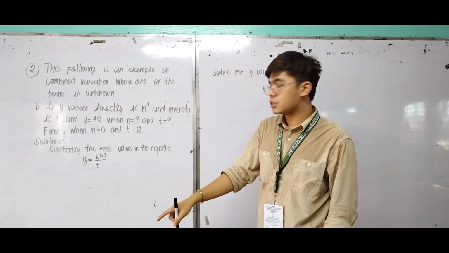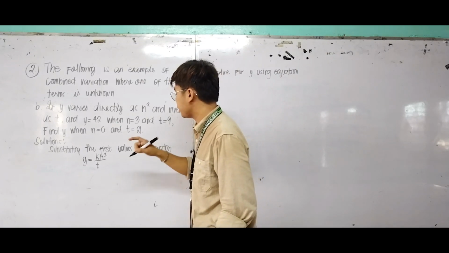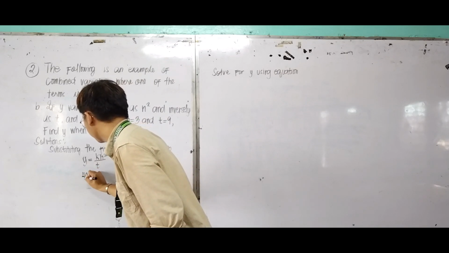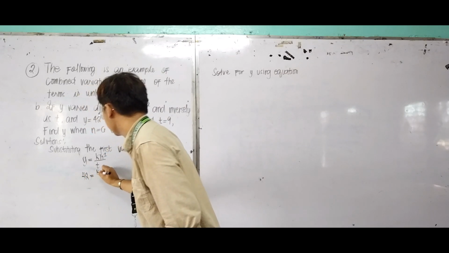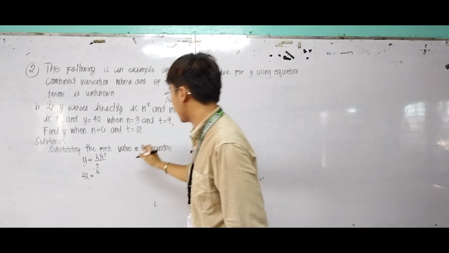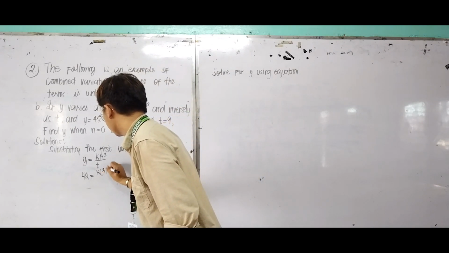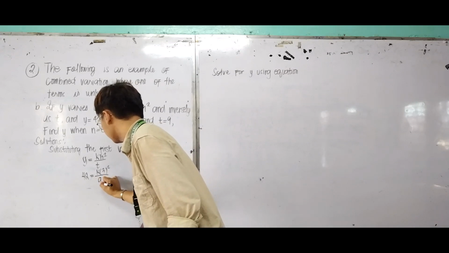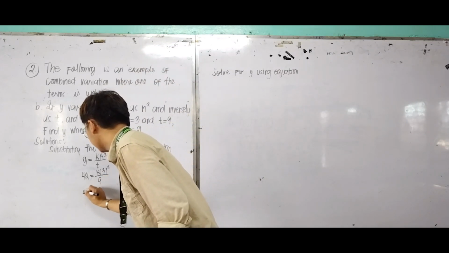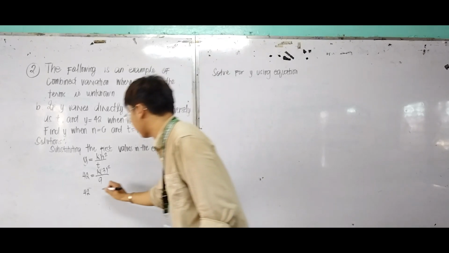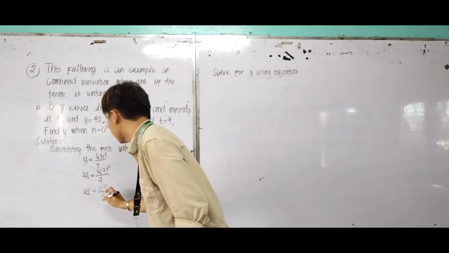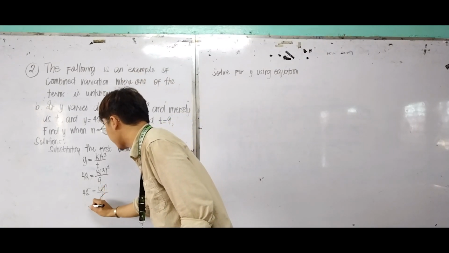Now, next you need to substitute the given values in the equation. So we have here y equals 42. So 42 equals k, and then we have our n, 3 squared over t is 9. So we need to simplify the right side of our equation. So we have k equals 9 over 9. So 9 divided by 9, so the remaining value of our k is 42.